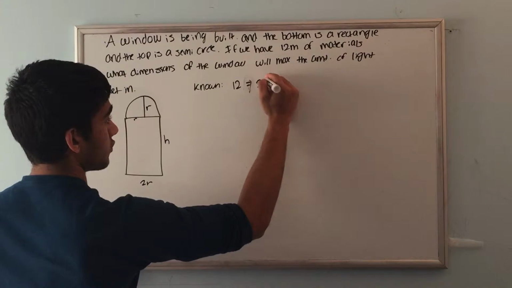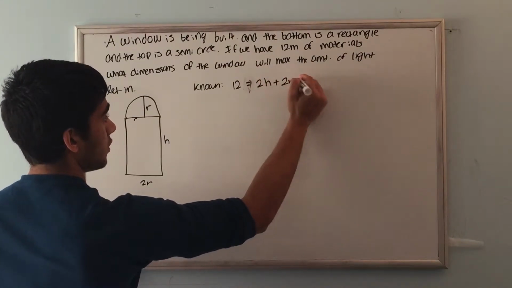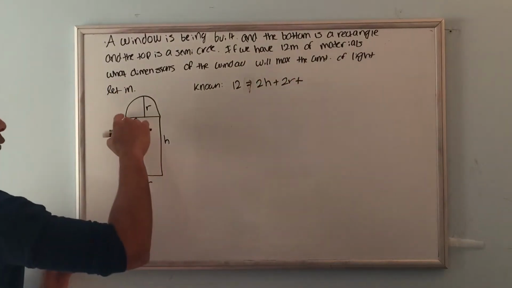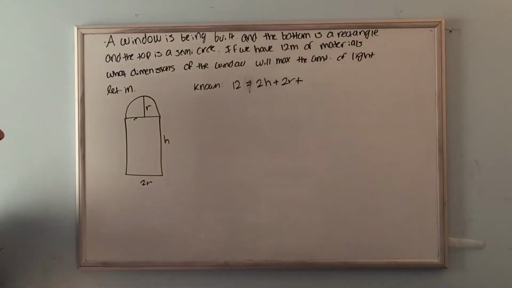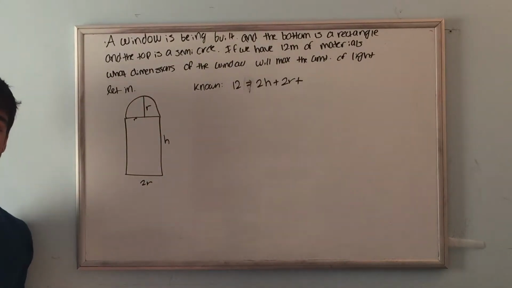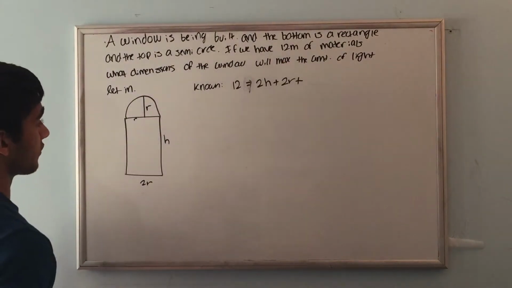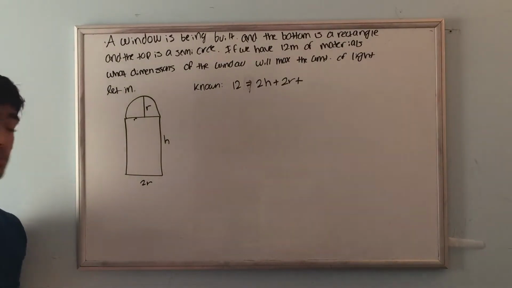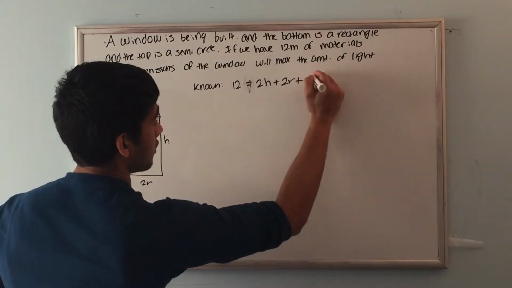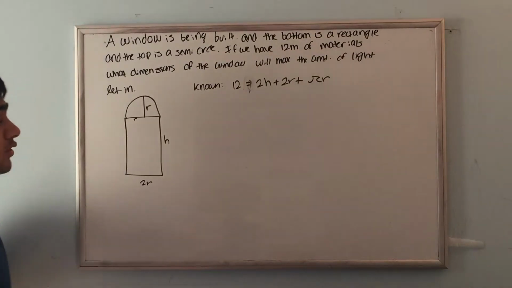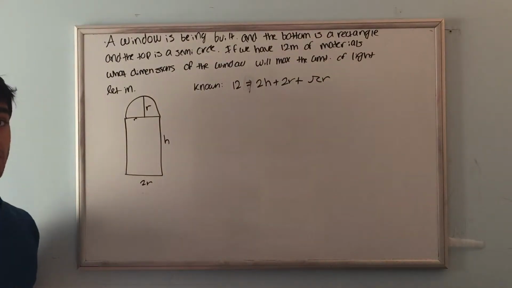So 12 equals 2h plus 2r plus, now we need to find what this is. If you remember, the circumference of the entire circle is 2 pi r. So the circumference of a semicircle will be 2 pi r divided by 2, which is just pi r. So the known equation is 12 equals 2h plus 2r plus pi r.